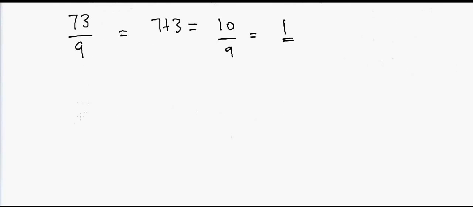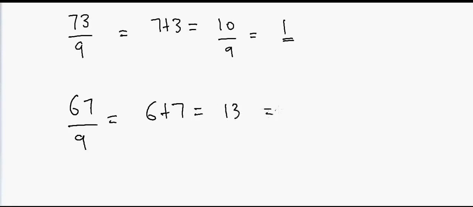Again, if I have 67 and I want to divide by 9, in that case 6 plus 7 is equal to 13, and again 1 plus 3 is equal to 4. So the remainder is 4. Another way is to divide 13 by 9. In that case you will also get 4. So if you divide 67 by 9, the remainder should be 4.